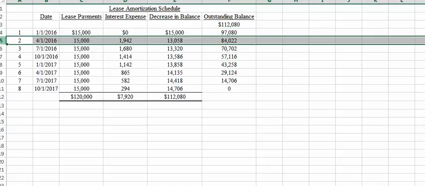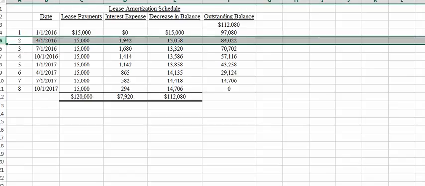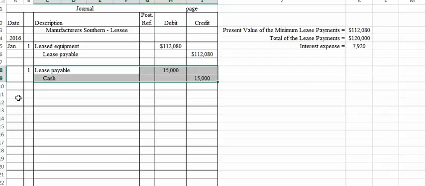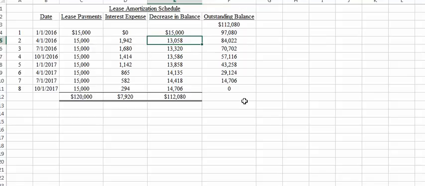Okay, next we'll go to April 1st, 2016. Okay, so we're going to debit lease payable again. And this entry, you guys, is for the April 1st row. So we're going to debit lease payable for the amount of the decrease in the balance, $13,058.